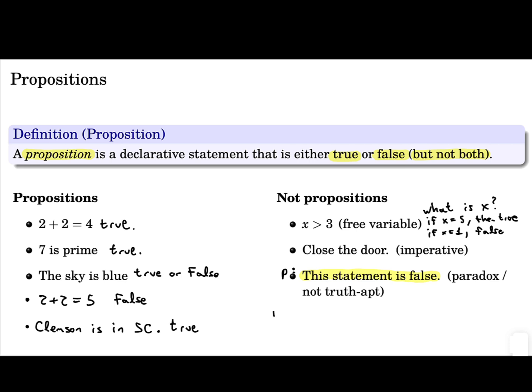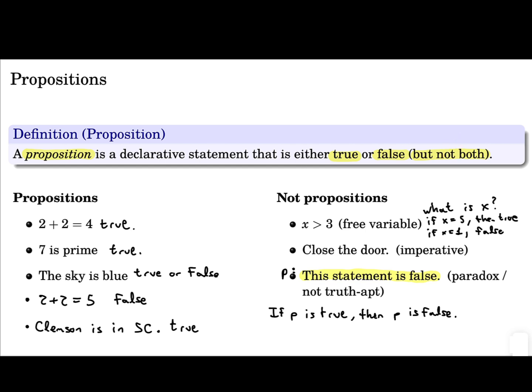Now, what if P is true? So if P is true, then the statement, this statement is false, is true, which means that this statement is false. So this means that then P is false. So in this case, if P is true, P is also false. And so since propositions cannot be both, this would not be a proposition.